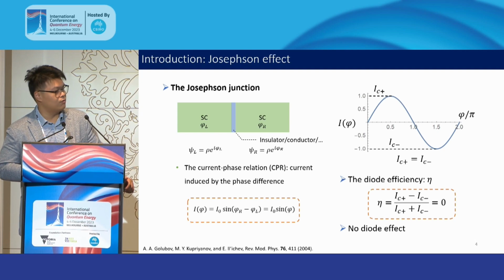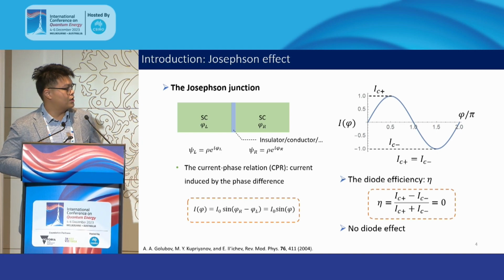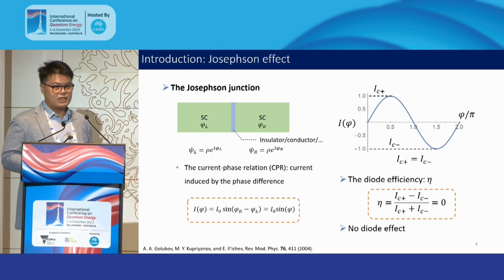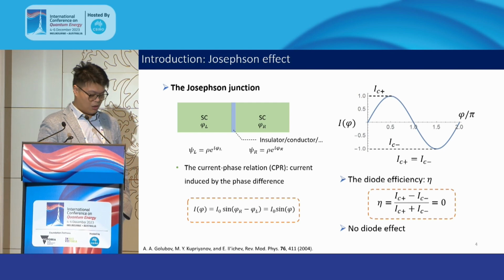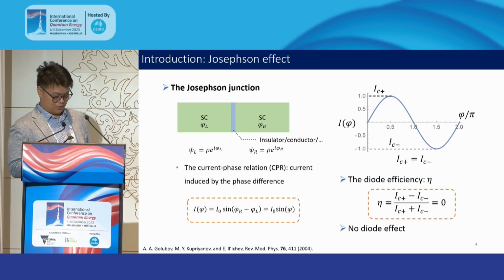This is called the current phase relation, which is usually derived by these equations. As you can see, from this sine equation, the current phase relation, we can define a positive critical current and then a negative critical current. Because of this curve, you can find that these two critical currents are always equal to each other. So there is no diode effect in these systems. But is it a little bit weird to talk about a diode in a Josephson junction?